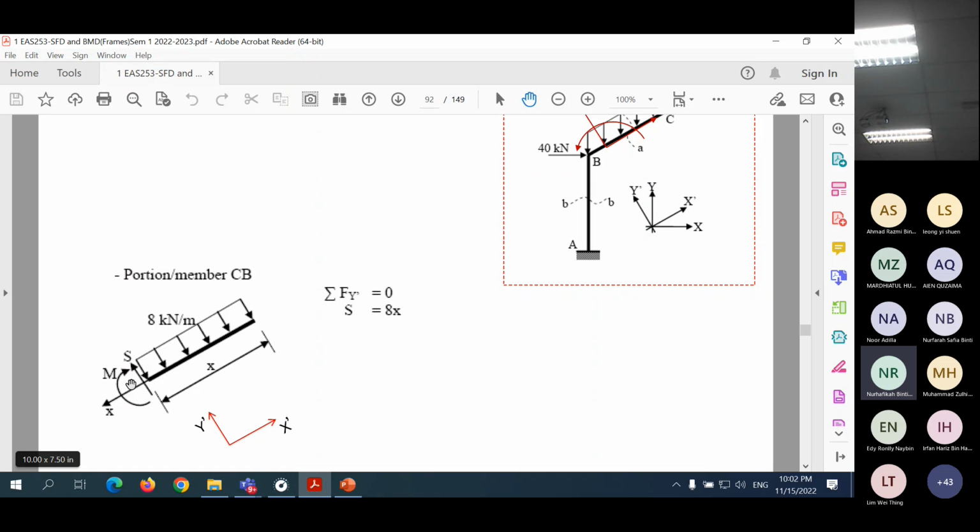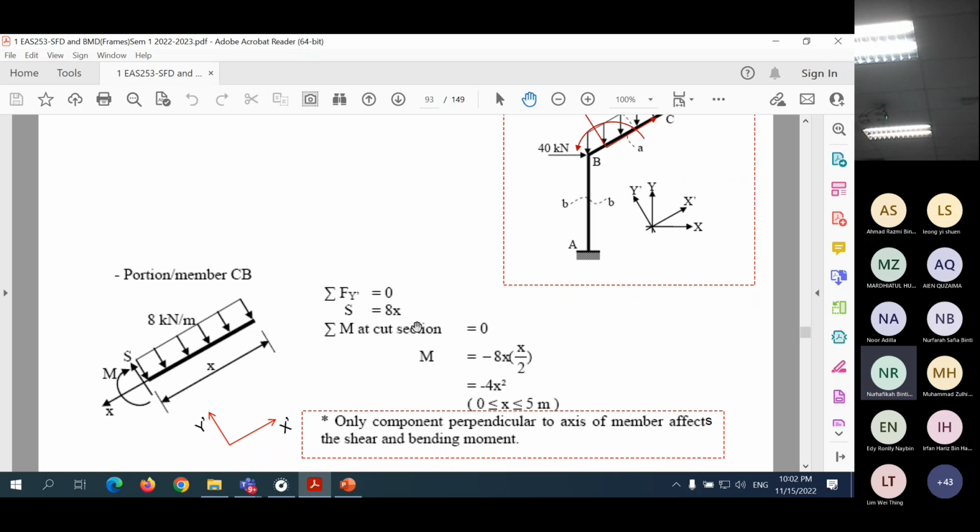By using this free body diagram, we can use the equilibrium equation in the y prime direction, following the S. So we get the shear is equal to 8x, which is a straight line. Then for bending moment, look at this free body diagram. For bending moment, we get the bending moment is equal to negative 8x multiplied by x over 2, which is negative 4x squared.